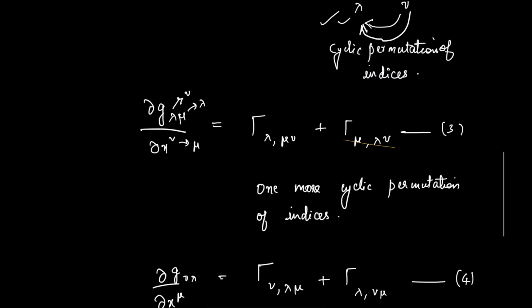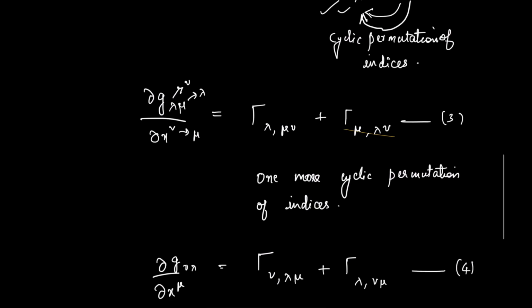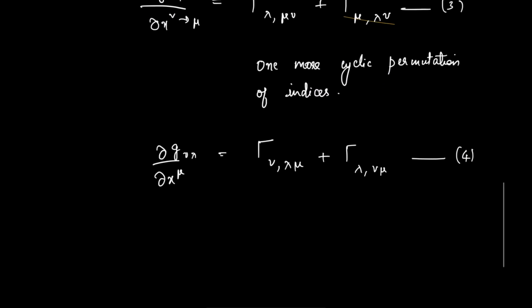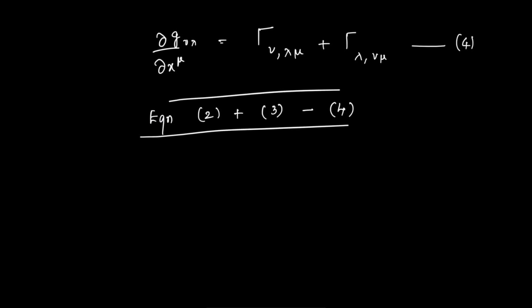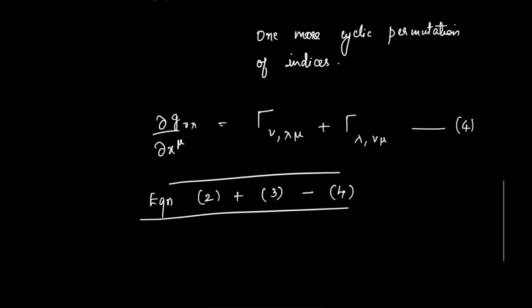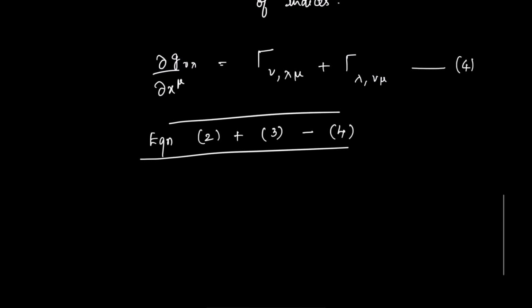So I have done 2 times cyclic permutation of indices. Okay, so equation 2 became 3, and one more cyclic permutation, 3 became 4. Now equation 2 plus 3 minus 4. So I am going to do this: equation 2 plus equation 3 minus equation 4.